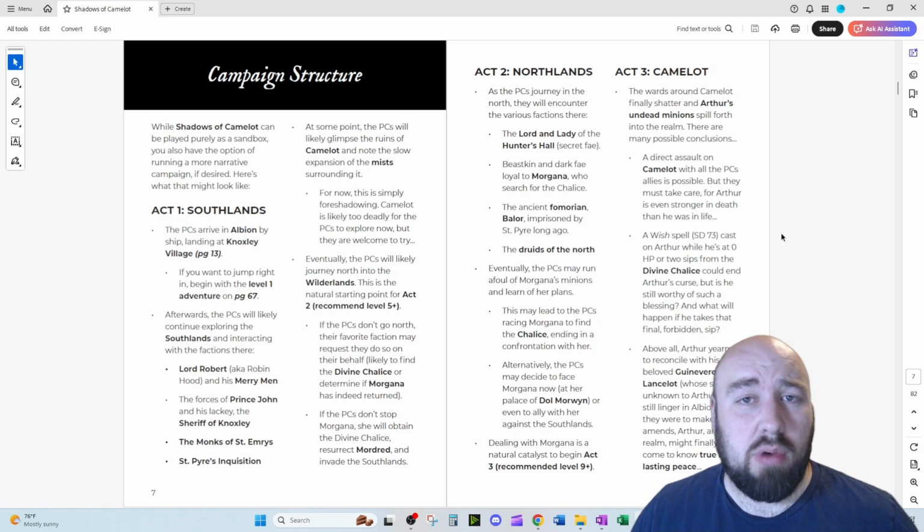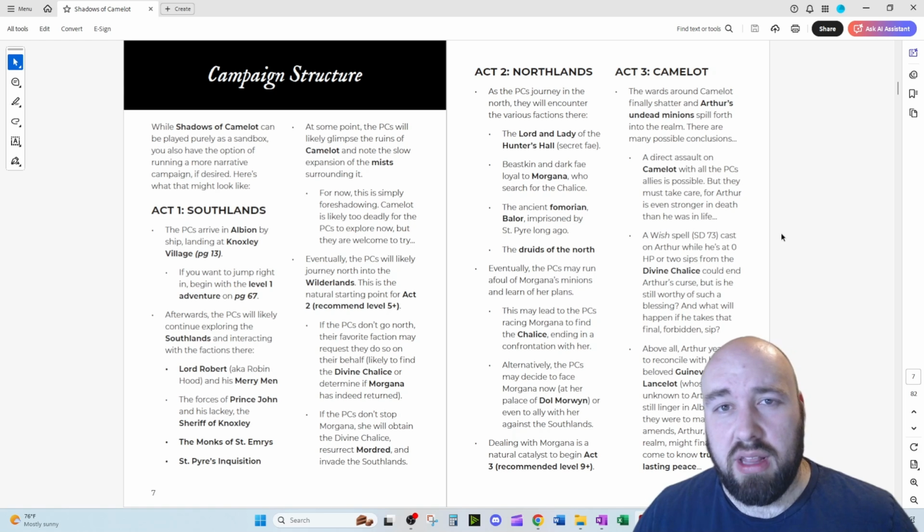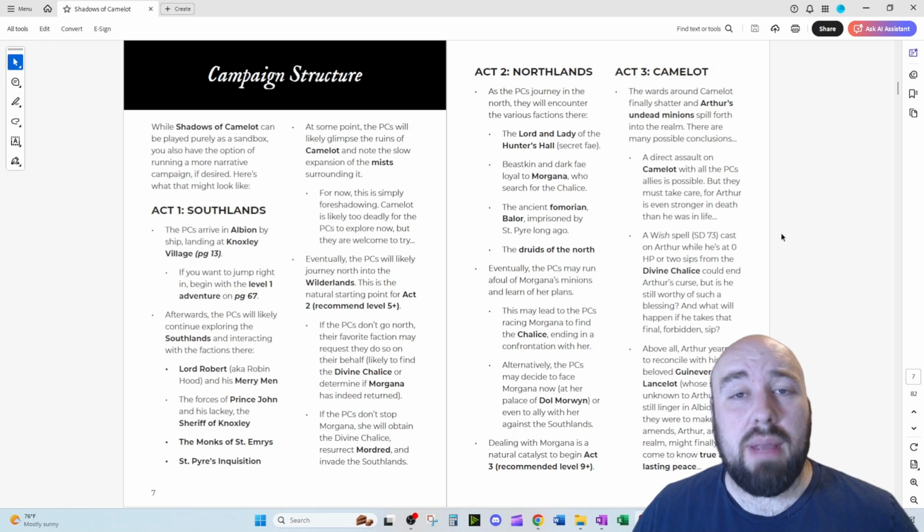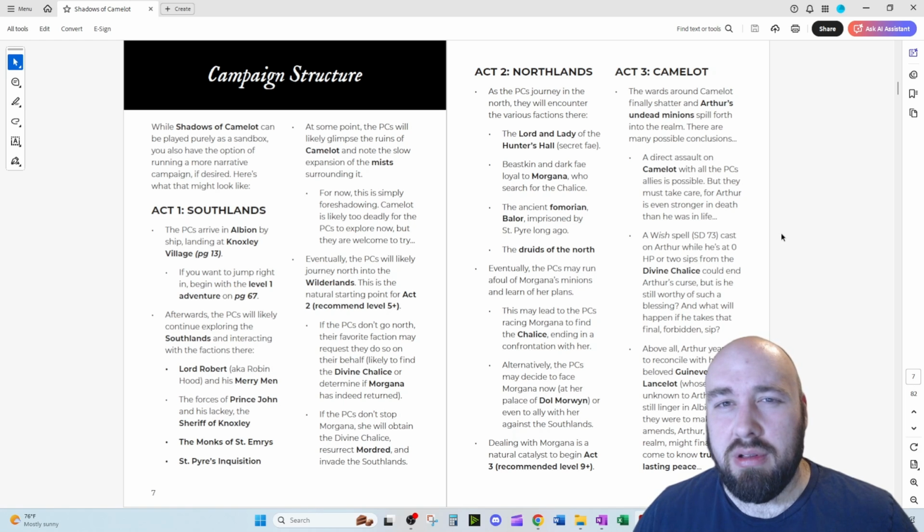Dealing with Morgana in whatever fashion is the natural catalyst to begin Act 3, the Mists of Camelot, at which point the wards around Camelot will finally shatter, and Arthur's undead legions will spill forth into the realm, destroying every living creature they find. There are many possible ways to resolve this issue. A direct assault on Camelot with all the PC's allies is possible, but they should take care, for Arthur is even stronger in death than he was in life.